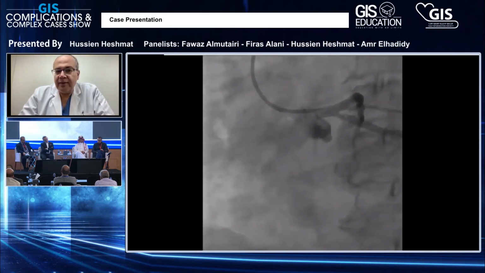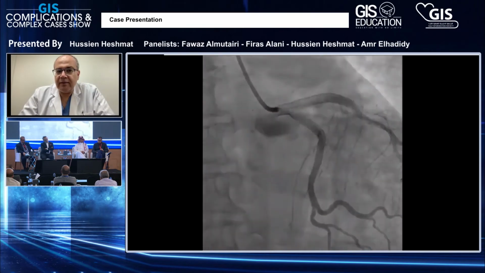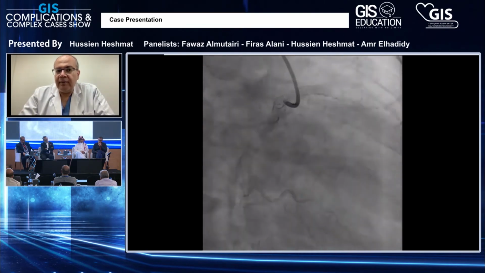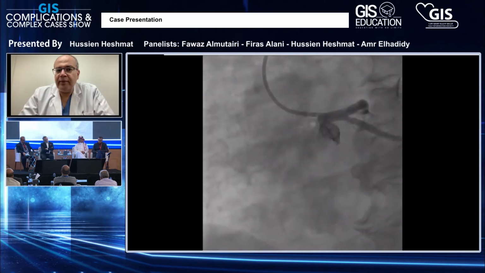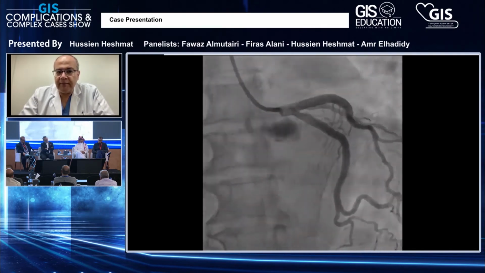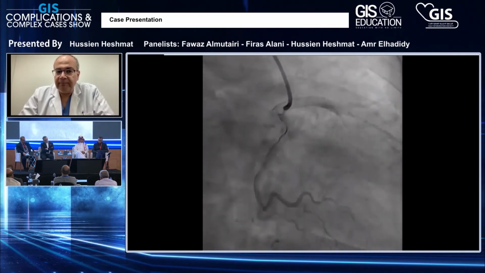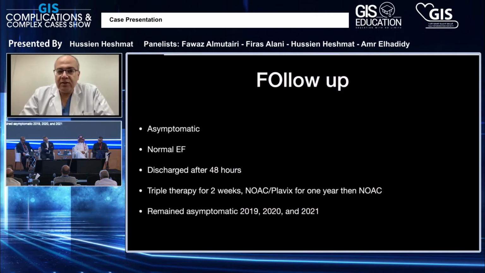We confirmed that with a panoramic display of the coronaries. Apart from the stent that was too much protruding into the aorta, everything seemed okay. And the patient went asymptomatic. Her ejection fraction was normal. She was discharged in 48 hours.